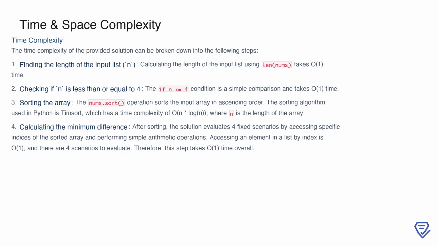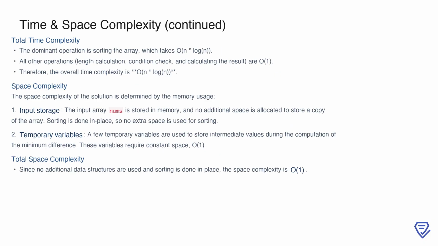Therefore, each of these individual steps contributes differently to the total time complexity. When we consider the total time complexity, sorting the array dominates all other operations. Sorting takes O(n log n), while calculating the length, checking the condition, and evaluating the result all take constant time, O(1). As a result, the overall time complexity of the solution is O(n log n).